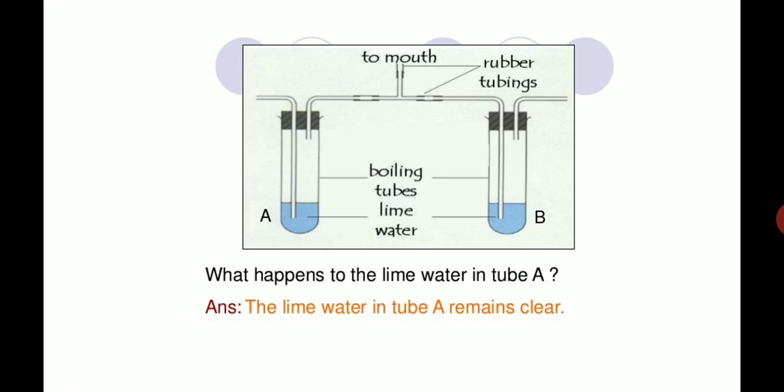What do we observe? The lime water in the test tube B will turn milky much faster than in test tube A. This proves that the expired air contains more carbon dioxide than the inspired air.